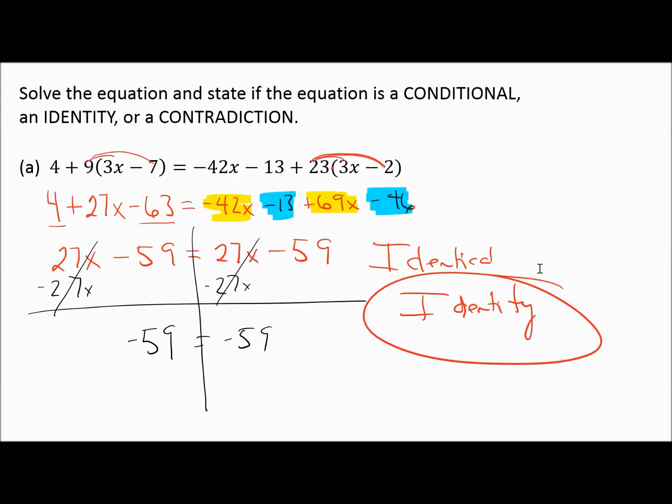That's where we are. So even if you take it further, your variables disappear and you still have a true statement in front of you that says negative 59 equals negative 59, which means that you have an identity, which also means any x you substitute in would work. So every x, you could plug in 0, it would work. You could plug in 1, it would work. You could plug in 1,000,000, it would work. Okay, and that's what an identity is. So every single x value substituted in will work.